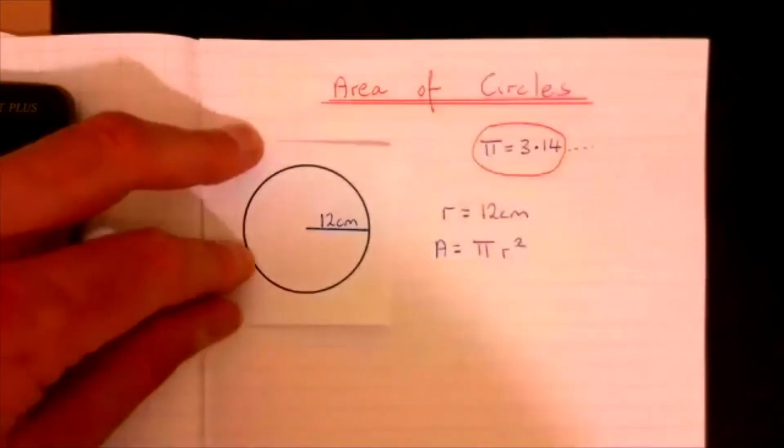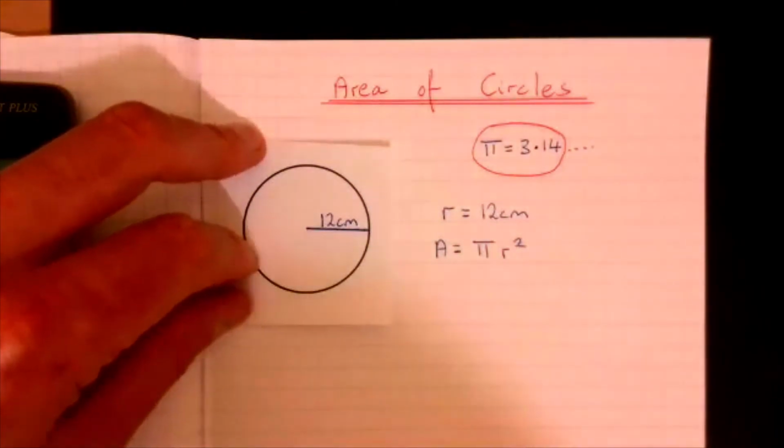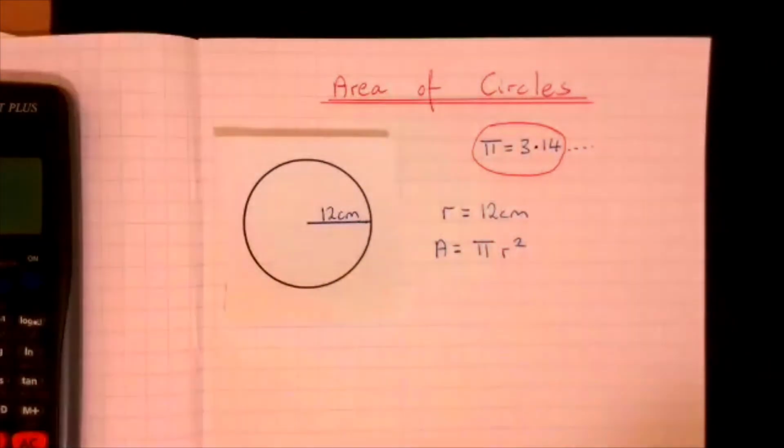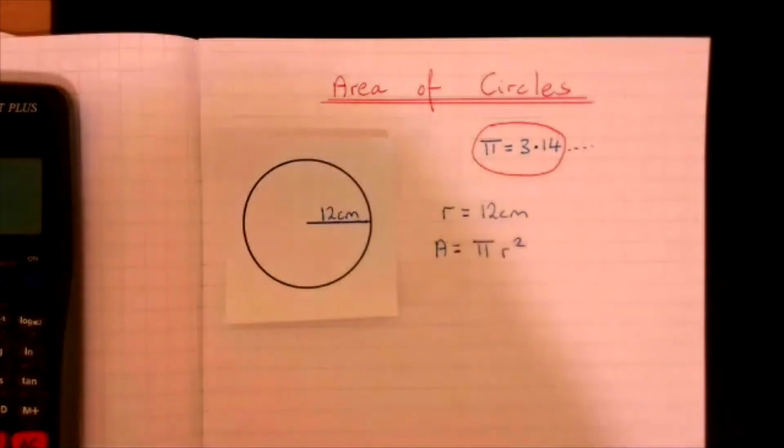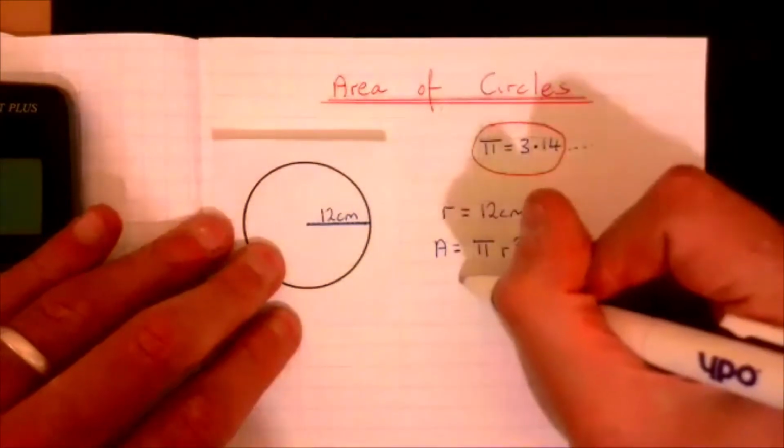And pi, by the way, is just a relationship between the diameter and the circumference of the circle. That's the distance around the outside. Don't need to worry about that for a moment. Let's just concern ourselves with this. All I've got to do is I'm just going to fill this in.